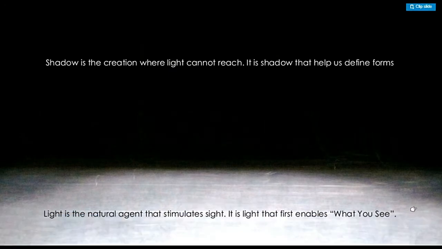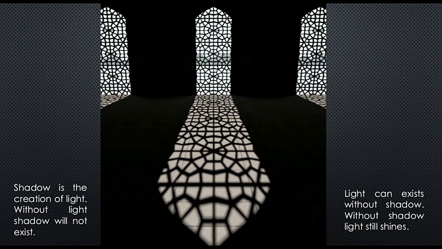Shadow is the creation of where light cannot reach. It is the shadow that helps us define forms. On the other hand, light is the natural agent that stimulates sight. It is light that first enables what you see. Shadow is the creation of light. Without the light, shadow will not exist. Light can exist without shadow. Without shadow, light still shines.